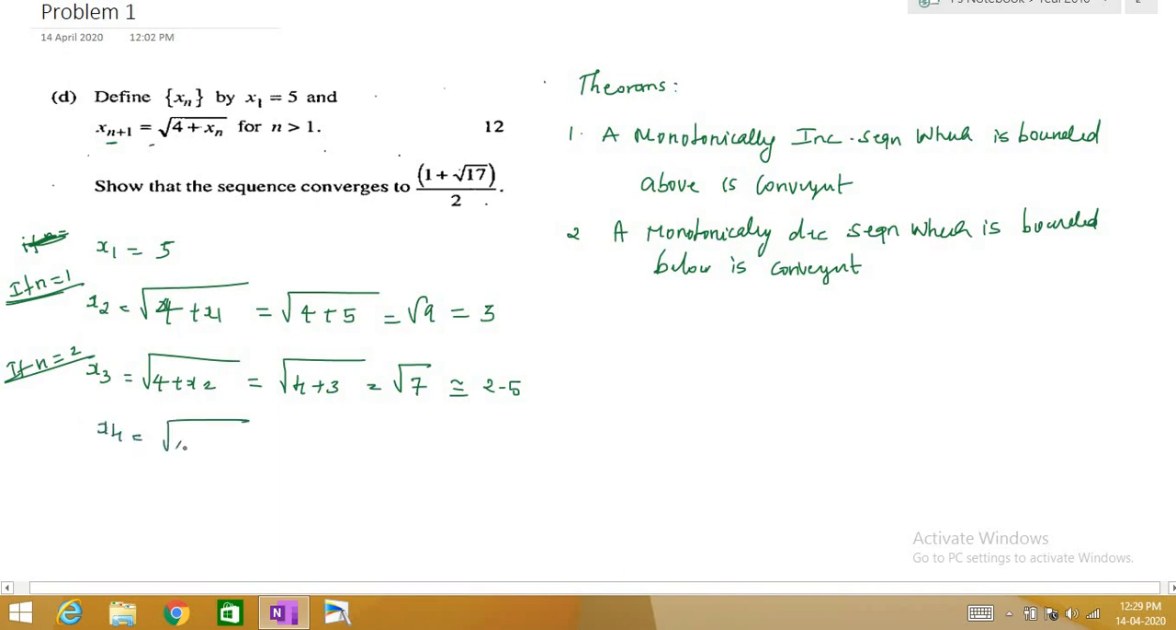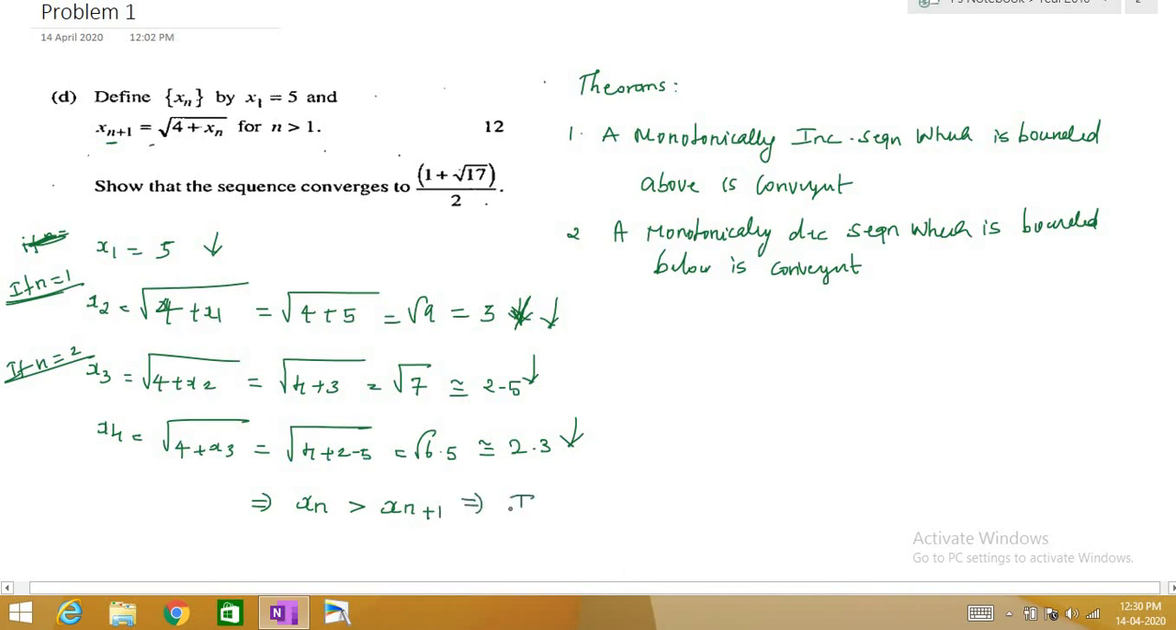It will be again square root of 4 plus x3. So let us say this is 4 plus 2.5 approximately. This is 6.5, and again you see that this is approximately 2.3 or 2.4 something, etc. Now you can see that it is a monotonically decreasing sequence, right? It's a decreasing sequence. So this is an arrow mark, and again this is also a decreasing sequence. So therefore our xn is always greater than or equal to xn plus 1.